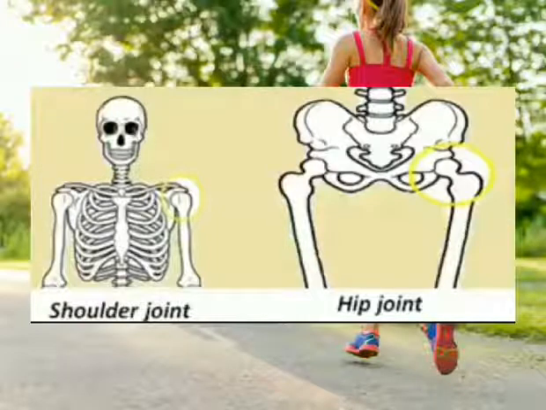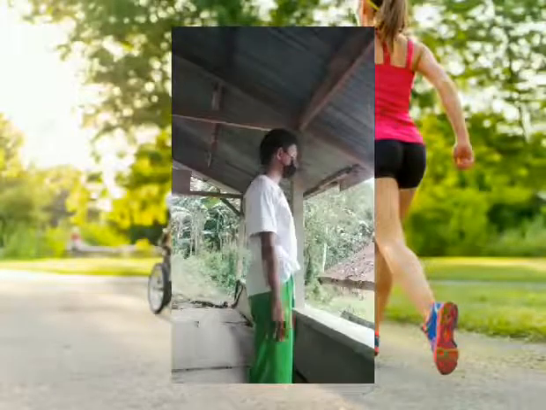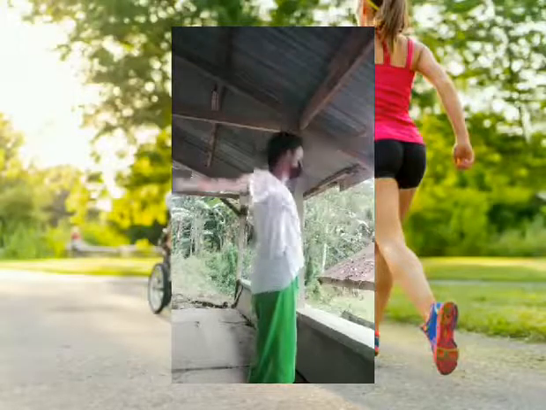First, let's see the hip joint. It has a deep socket and it gives stability but limits the range of motion, while the shoulder joint has a shallower socket and it gives a greater range of motion but it takes away some stability.